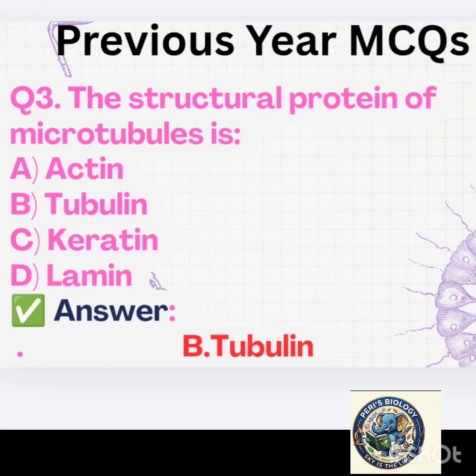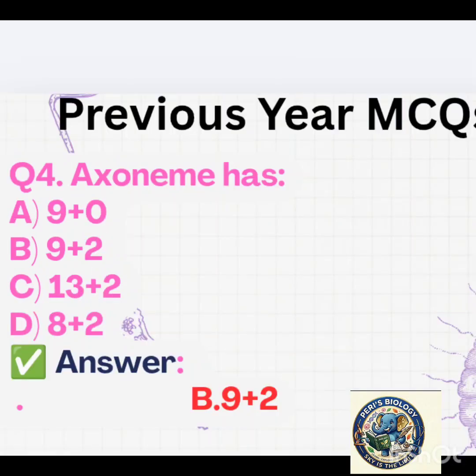Next question. The structural protein of microtubules is. Options are actin, tubulin, keratin, and lamin. The answer is tubulin because microtubule is made up of alpha and beta tubulin. Next question. Axoneme is. Options are 9 plus 0, 9 plus 2, 13 plus 2, and 8 plus 2. The answer is 9 plus 2.